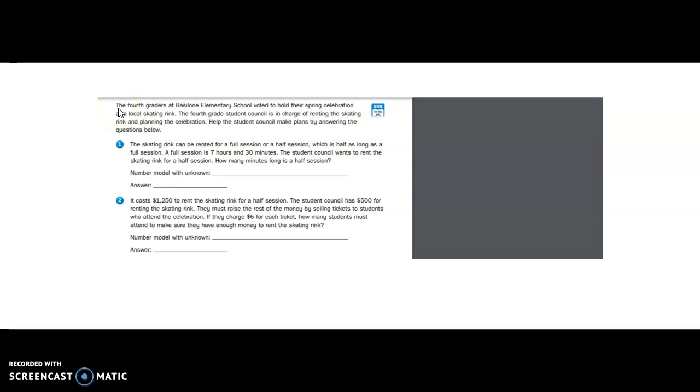I've attached the math journal as a PDF just like we did last time, so go ahead and print that out or get out a piece of paper just to copy down notes like we usually do when we do our math journals. So let's get started.